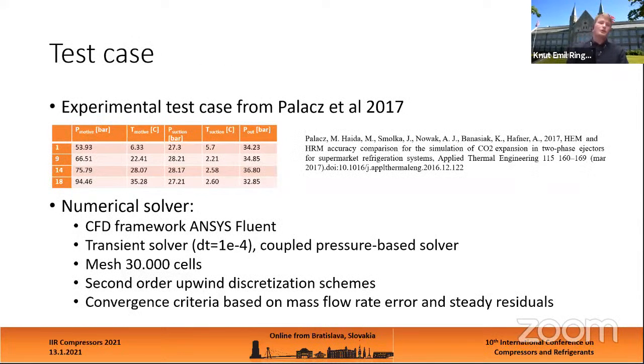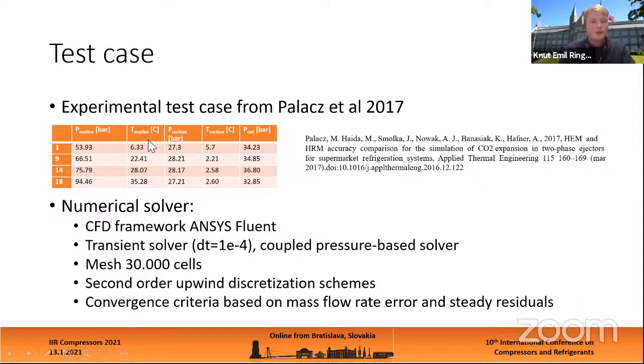The test case we're looking at is an experimental test case from a previous work by Palach et al. in 2017. We chose 4 operating conditions from their experimental campaign that cover a range of operating conditions of the ejector, to show the difference in accuracy for different operating conditions.